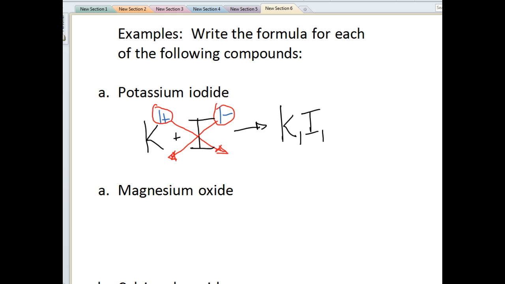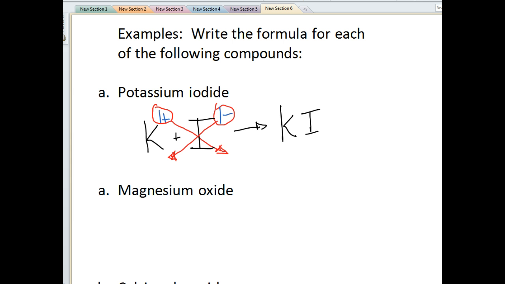Now, because I have the same number, 1 and 1, I don't really need to write 1 and 1. It's assumed that if I write K, there's at least one of them, and I, there's at least one of them. So if I have 1s, I can erase 1s off. There's no need to really even write them. So there's our new formula, KI, and we're good.